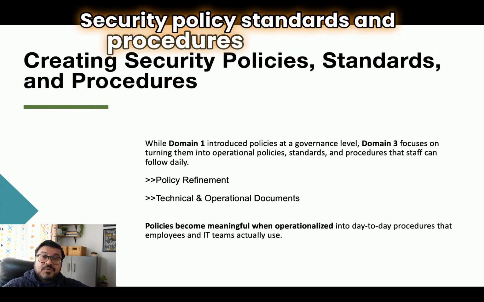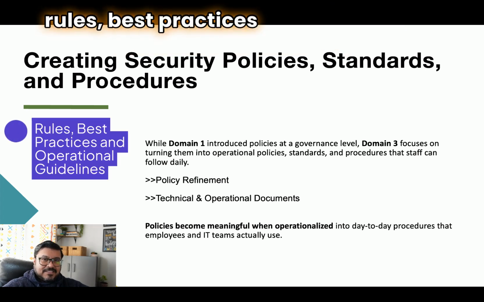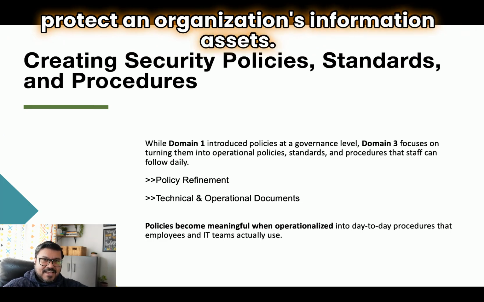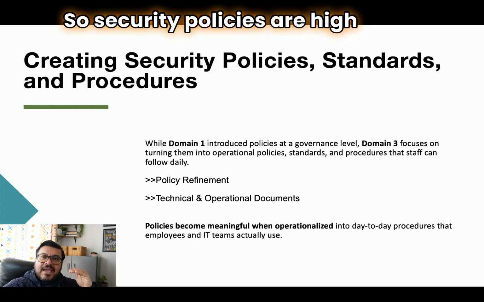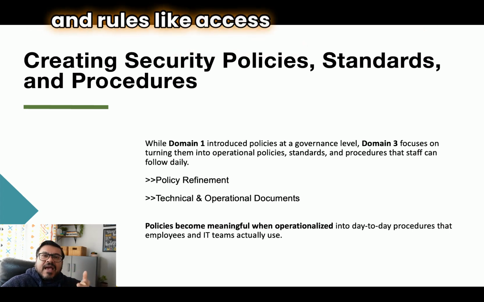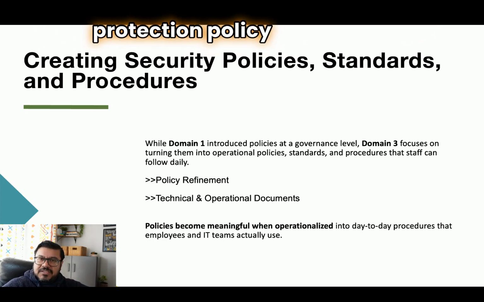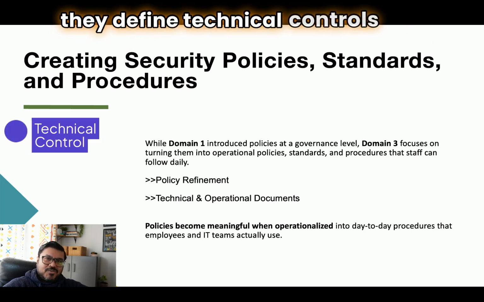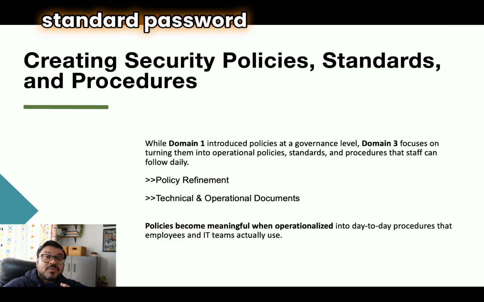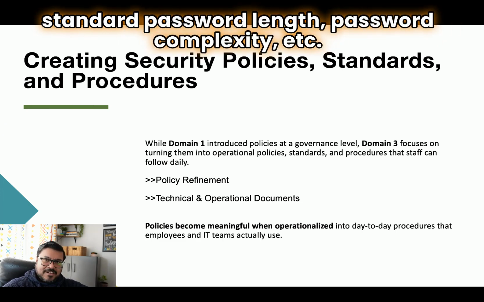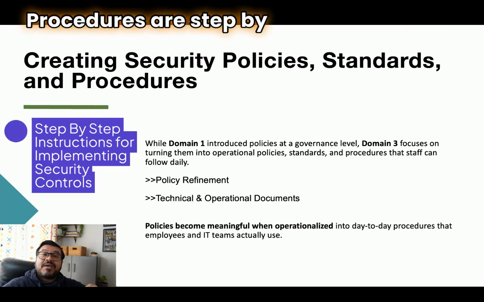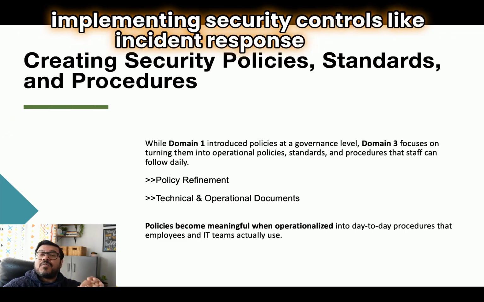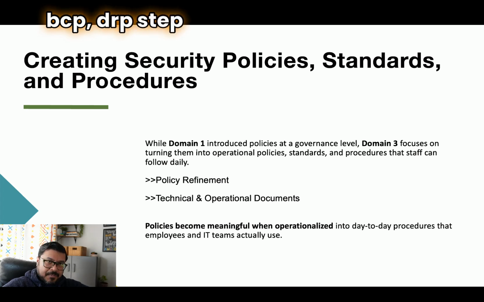Security policies, standards, and procedures define the rules, best practices, and operational guidelines to protect an organization's information assets. Security policies are high-level principles and rules, like access control policy, data protection policy, and so on. Security standards, on the other hand, define technical controls like encryption standard, password length, password complexity, etc. Procedures are step-by-step instructions for implementing security controls, like incident response steps, BCP and DRP steps.